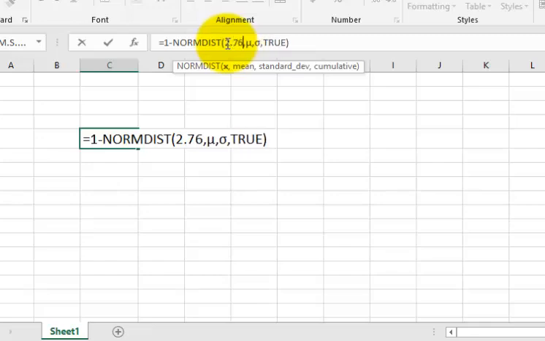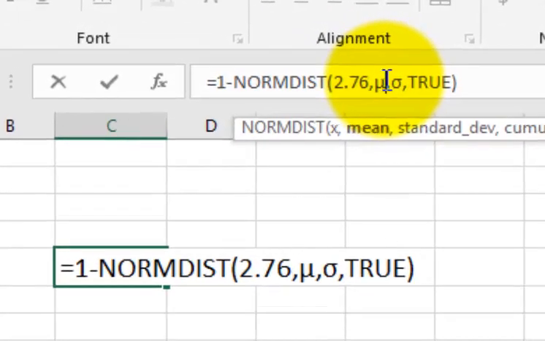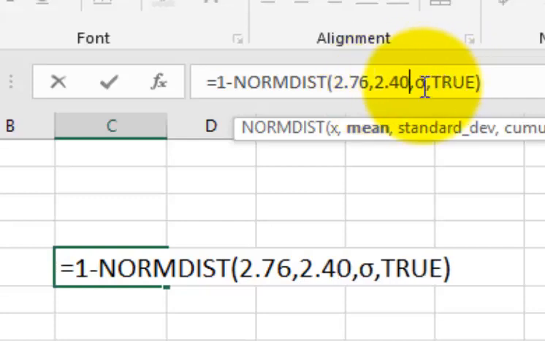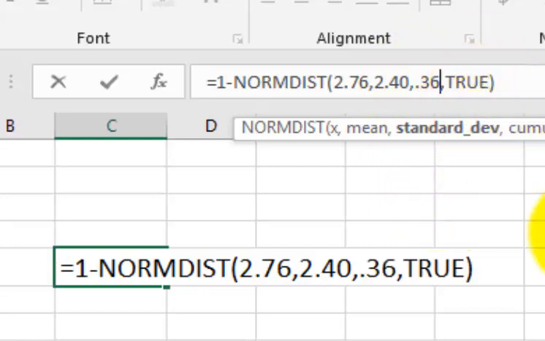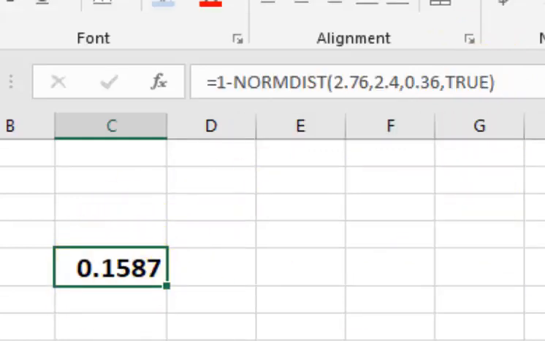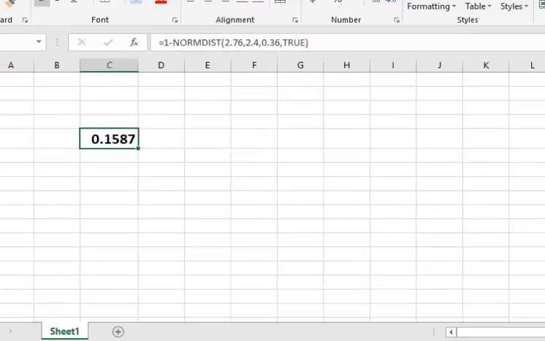2.76. And the mean is the given mean, and that's 2.40 from the problem. This is the standard deviation, and that's 0.36. And we always just leave it to call it true, and this should give us our answer. Bam. Again, this is a greater than, so it gets subtracted from 1. So in other words, she's got about a 16% chance that that kitten will weigh greater than 2.76 pounds, whatever it is.